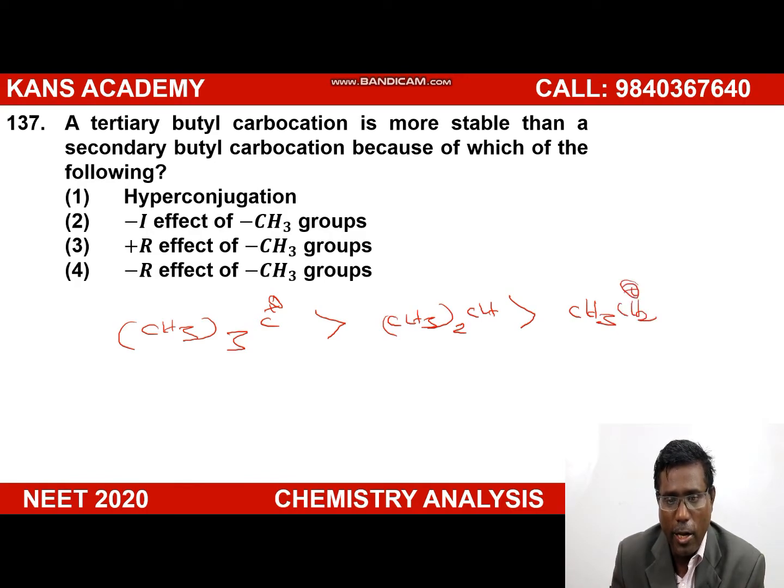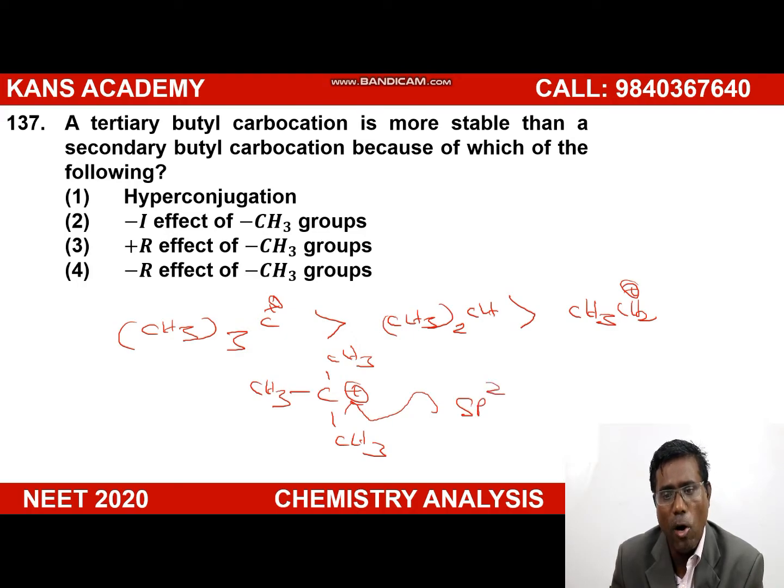Tertiary butyl carbocation has 3 methyl groups attached to the carbocation. The hybridization of the carbocation is sp2. Then to maintain the balanced charge of the carbocation, one sigma bond, a C-H bond, will break. Breaking of a C-H sigma bond is an example of hyperconjugation. So obviously option 1 is correct.